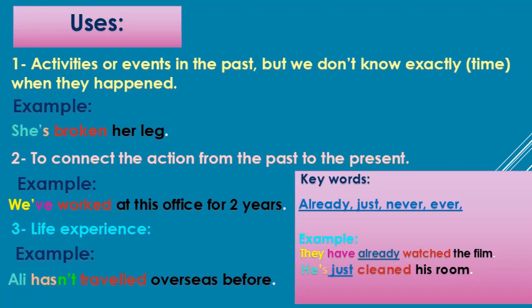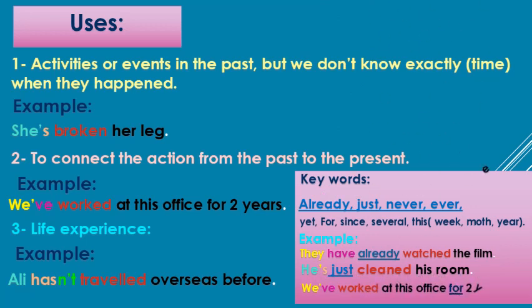Another example, he's just cleaned his room. So the keyword comes between the auxiliary verb and the main verb. And here we have other keywords: yet, for, since, several, this week, this month, and this year. Another example: we've worked at this office for 2 years.